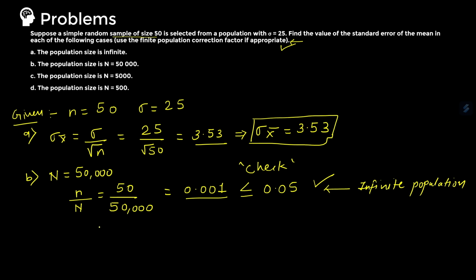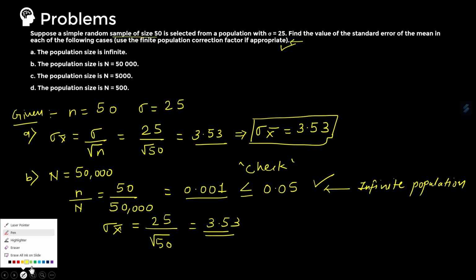Okay, so the third step is to calculate the standard error. So in this case, the standard error is going to be same as the previous one. As our population is infinite, we will use 25 divided by root 50 and our answer will be the same.